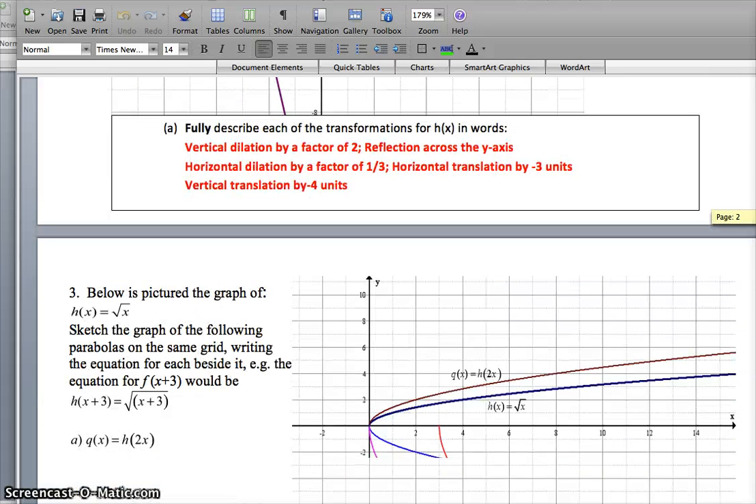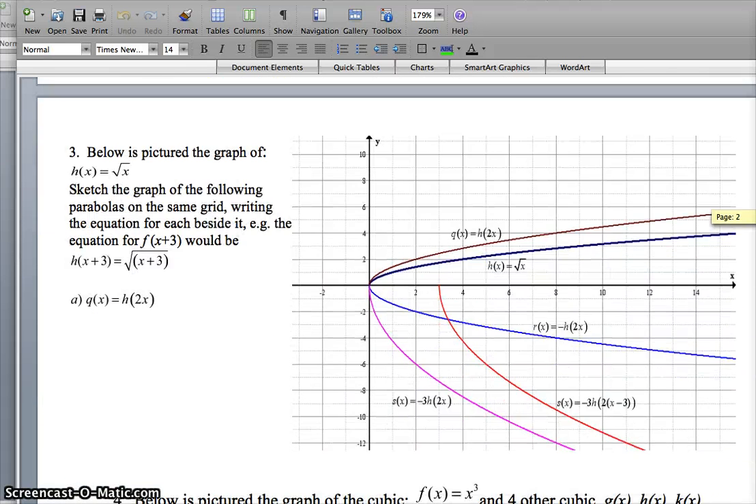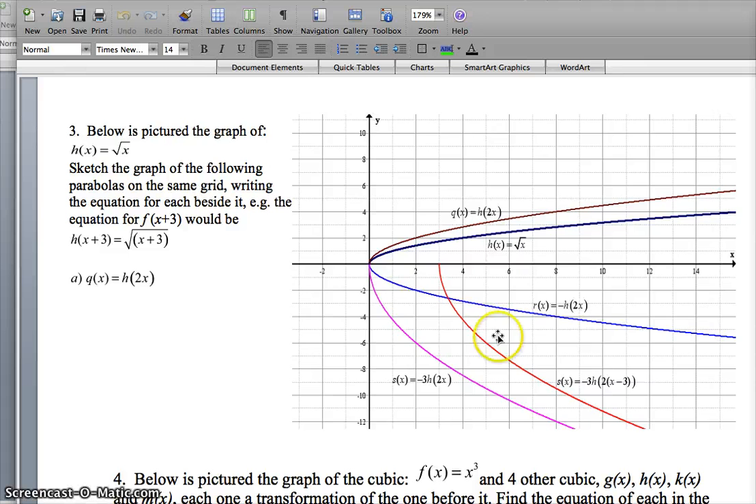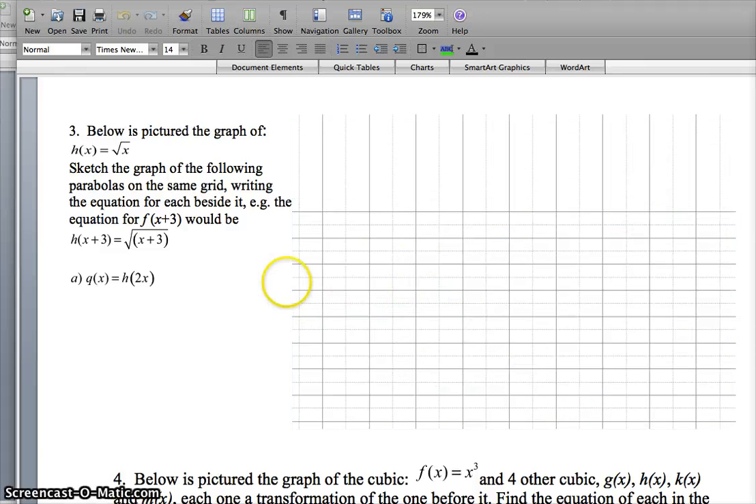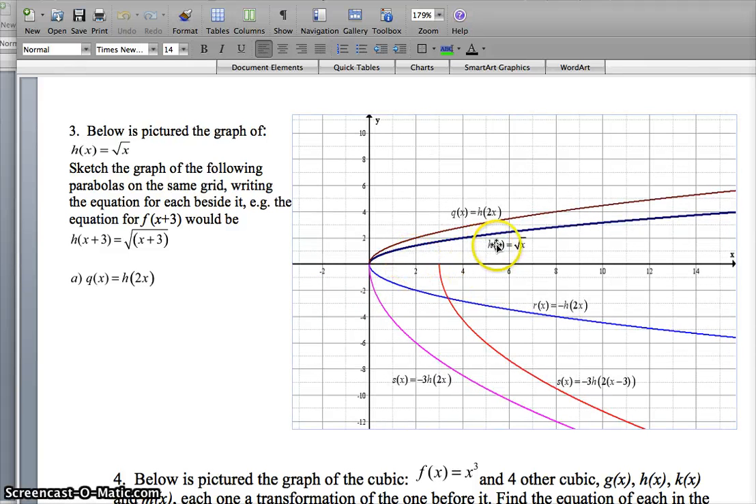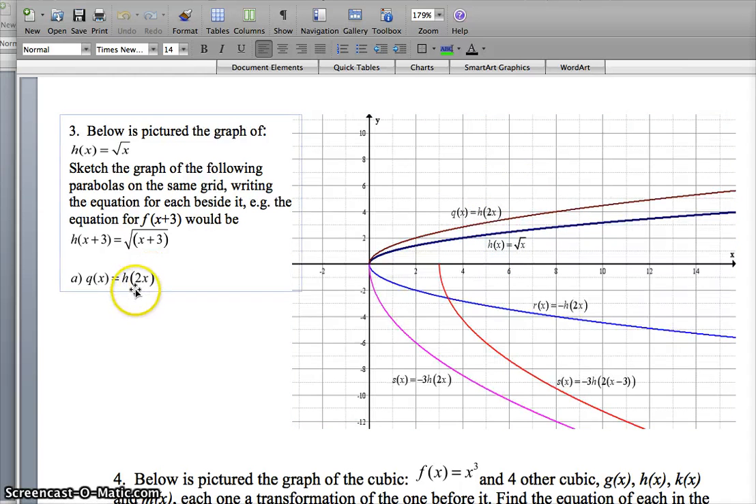Let's look at the next problem. My original version is sort of messed up here, so I'm going to look only at the answer key. If we started with this function here in dark blue, h of x is the square root of x, and we apply the transformation q equals h of 2x. We are multiplying inside the function. Therefore, we have a horizontal stretch or shrink. In fact, we have a shrink by a factor of 1/2.